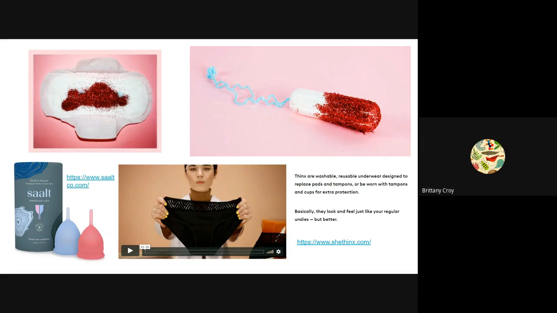I haven't personally used these, but I do have friends who use them and swear by them. You can wash them out and keep reusing them. You don't have to put any pad in them or anything. The underwear itself just absorbs it.